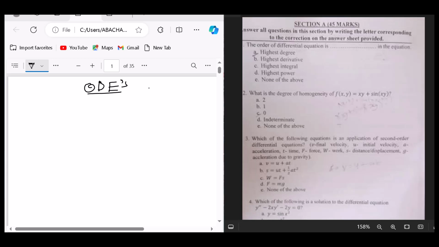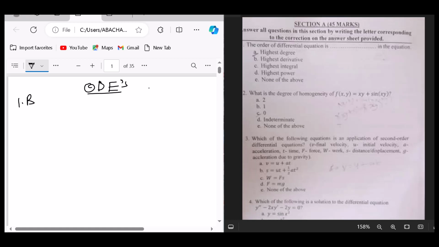It is very simple. In an ordinary differential equation, we determine the order by looking at the highest derivative. So the answer there is B. Okay, that's all for that.